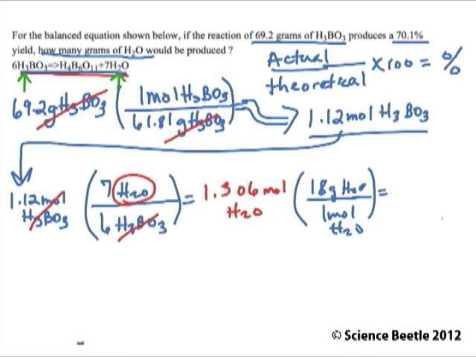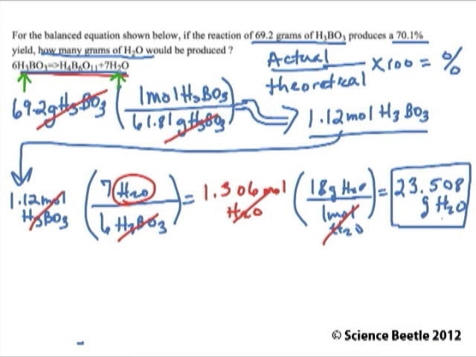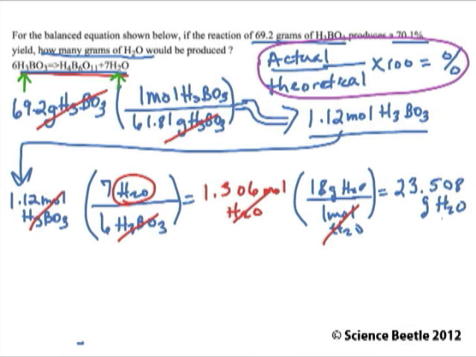And when we carry this out, the moles of water cancel here, and what we're left with is grams of water, and that answer would be 23.508 grams of H2O. Now, this number that we've calculated is going to be the theoretical, or the expected. And so when we plug it back into the equation at the very top, the actual divided by theoretical times 100 equals the percentage, we have to take the information that they gave us and plug it back into that equation.